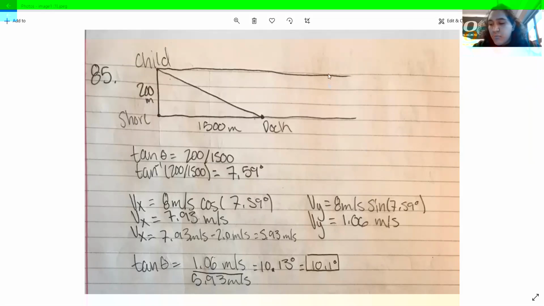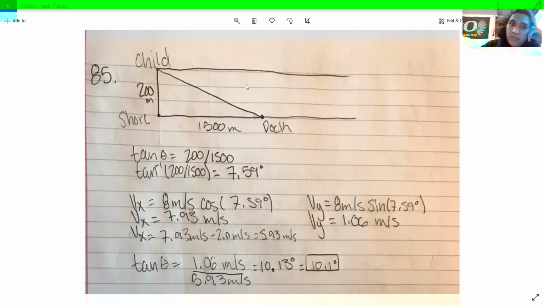Okay, so problem 85 is asking: a child in danger of drowning in a river is being carried downstream by a current that flows uniformly with a speed of 2 meters per second. The child is 200 meters from the shore and 1,500 meters upstream of the boat dock from which the rescue team sets out. If their boat speed is 8 meters per second with respect to the water, at what angle from the shore should the pilot leave the shore to go directly to the child?